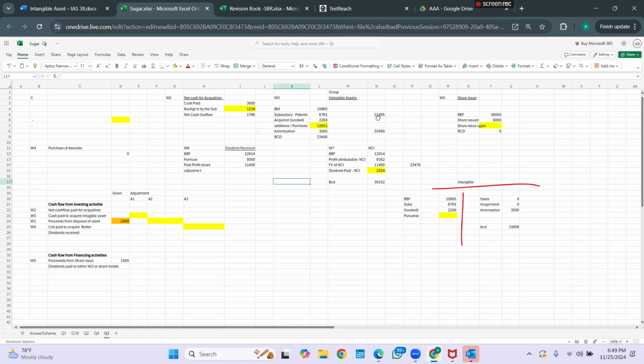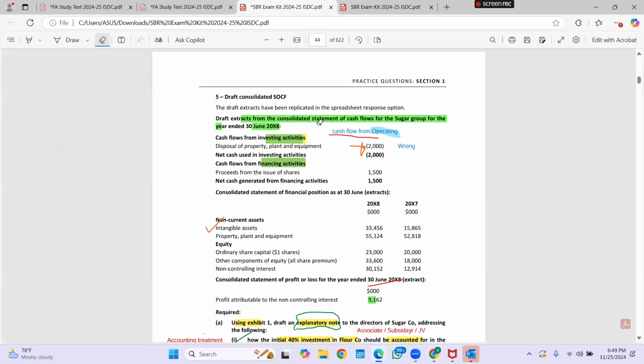This is the amount that I need to include under working number 3, intangible asset. It is how much? It's an outflow, right? Because you all are purchasing. Since you all are purchasing, you all need to include 12,051. Okay, we are done with that.